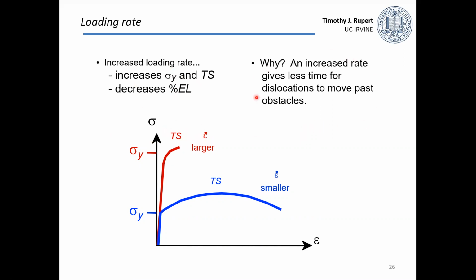Okay? And the way to understand this is relatively simple. We talked about how dislocations have to move around inside of our material. They occasionally have to get past each other to keep plastically deforming. And the idea is if you deform your sample faster, you give it less time for dislocations to move past obstacles.